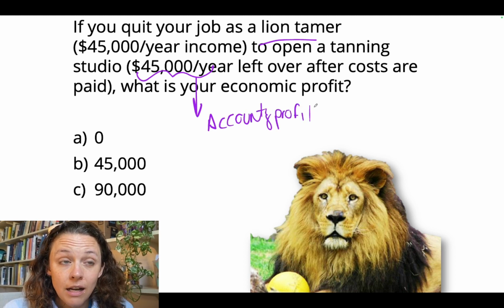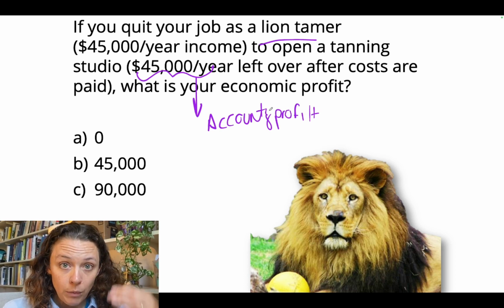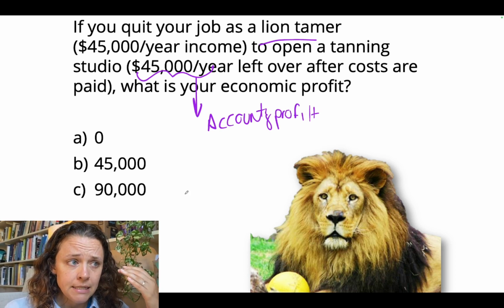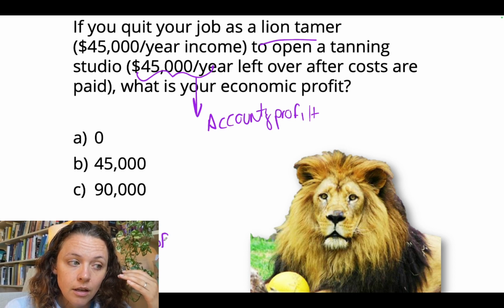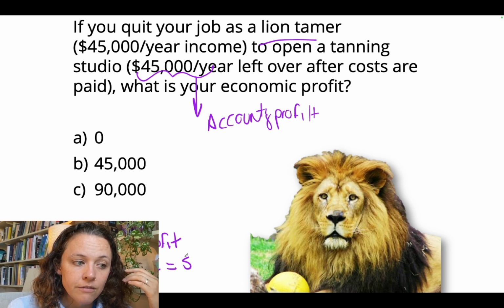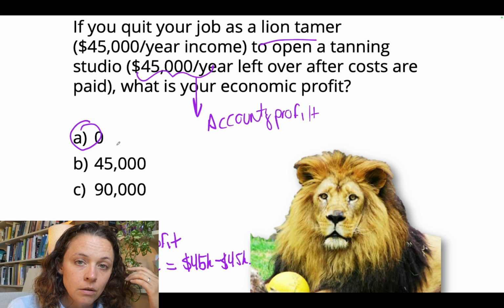So what is our economic profit? Here, remember that our economic profit is just our accounting profit minus the implicit costs. I'm going to write AP minus implicit costs just to be a little short. So this is going to be 45,000 minus 45,000, which means his economic profit is 0.